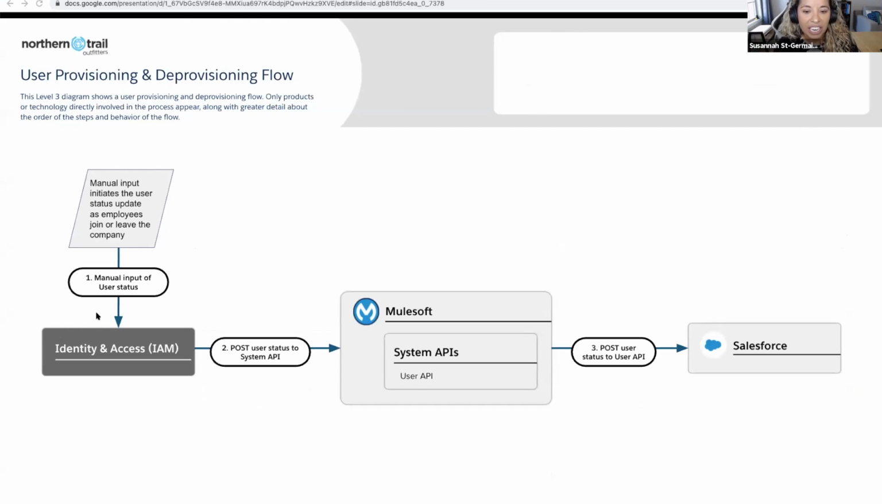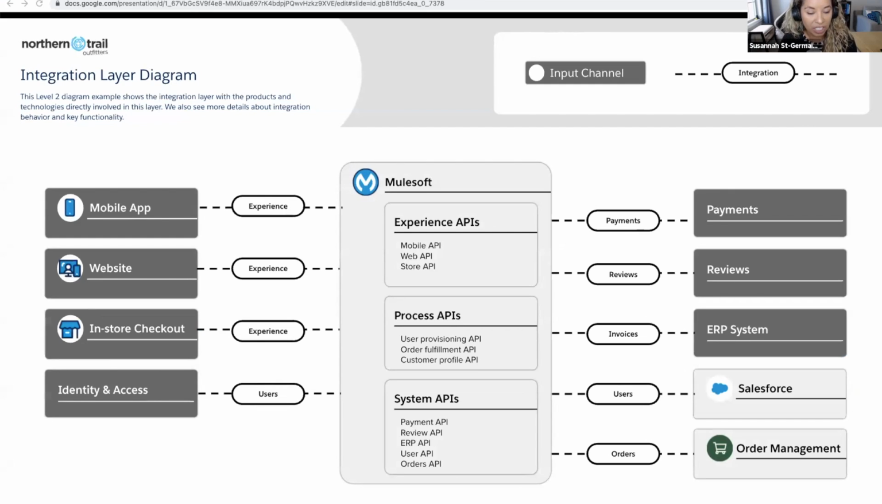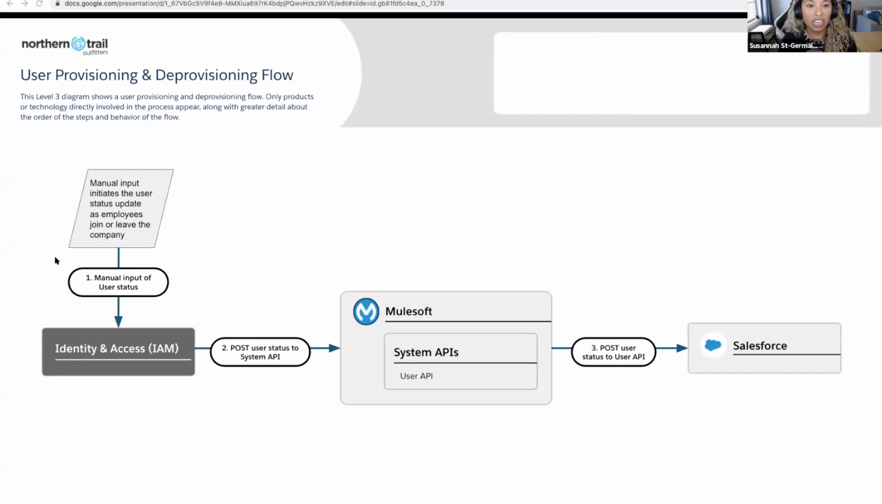So this level 3 diagram is double clicking on our identity and access integration flow. So just to flip back and highlight again, we're really double clicking here on this identity and access integration flow and getting to the nitty gritty details and looking at this processor interaction view. So here we're seeing user provisioning and deprovisioning. So I can see, again, a greater level of detail.